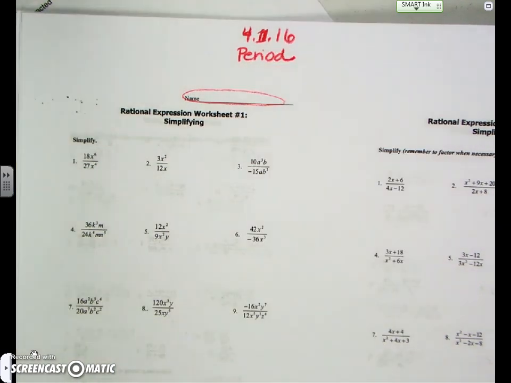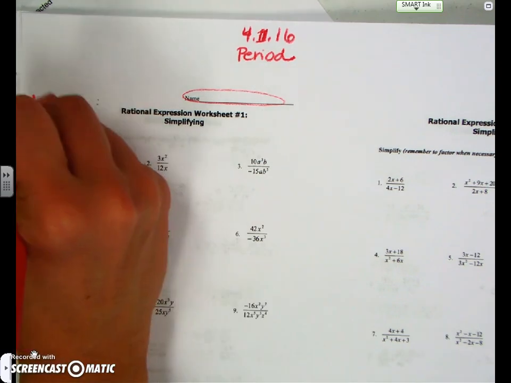Okay, we're going to go through some of these examples. I'm going to give you 5 examples and then you're going to be able to do this. So go ahead and put homework.